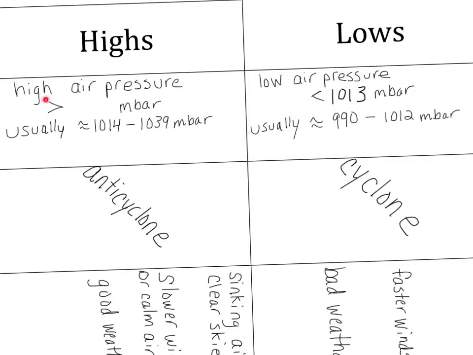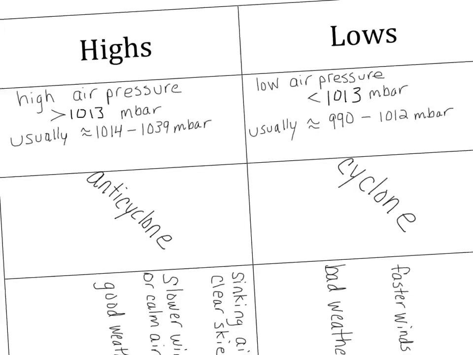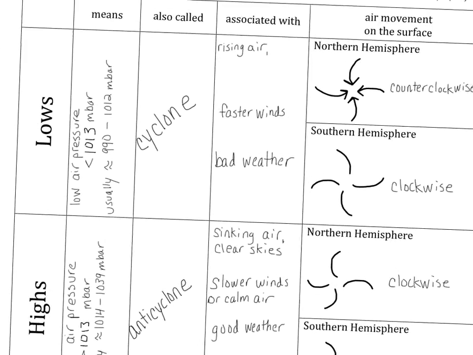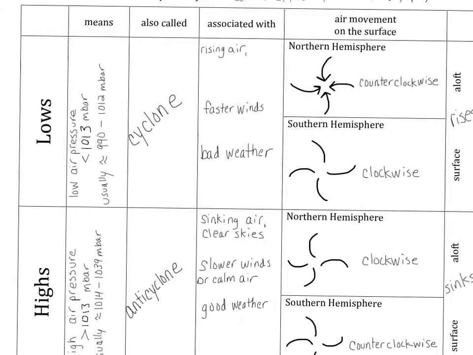Now, with the high pressures, meaning high air pressures, of course, that's going to be higher than that magical 1,013 millibar number. These high pressures are usually 1,014 to 1,039 millibar. Again, they could be higher than that, but that's very unexpected. The official names for low pressure systems and high pressure systems are cyclones for the low and anticyclones for the high. Again, things being exact opposites. Anti would be like a prefix to mean the opposite of the word it precedes, so anticyclone being the opposite of cyclone.